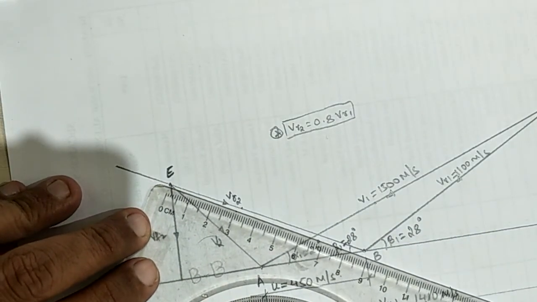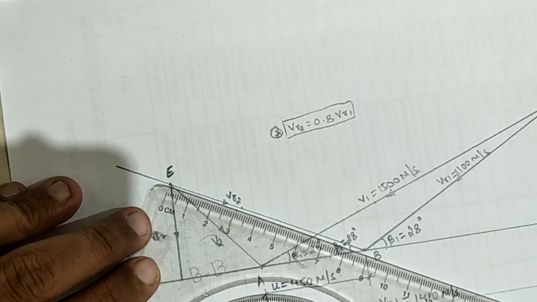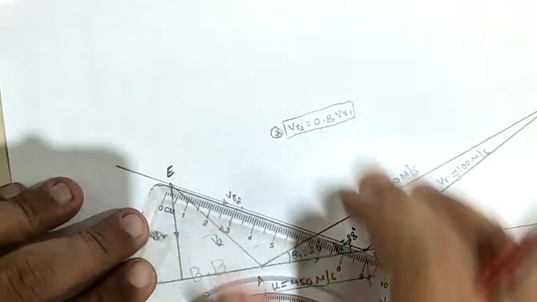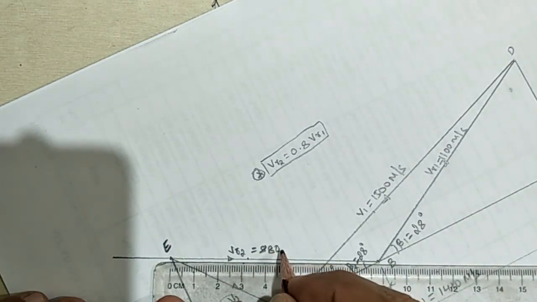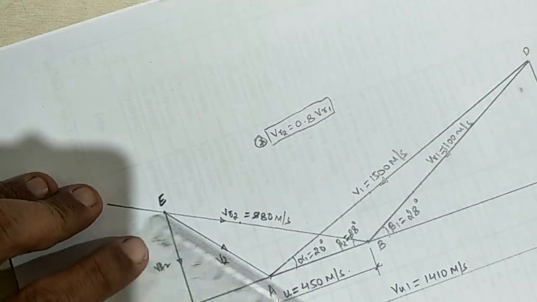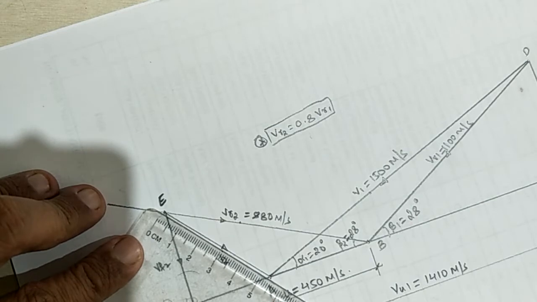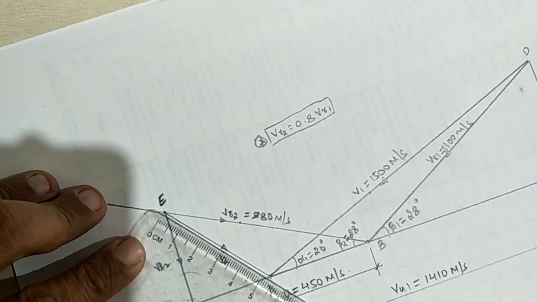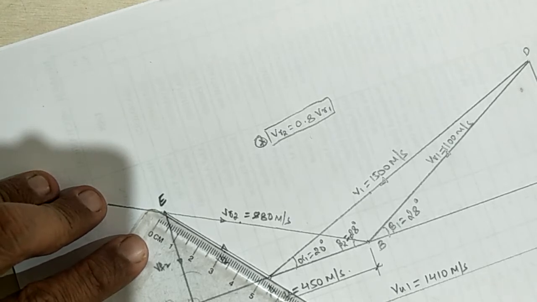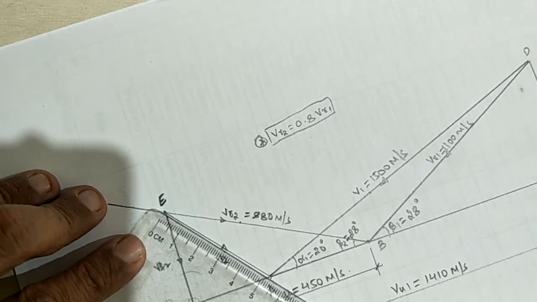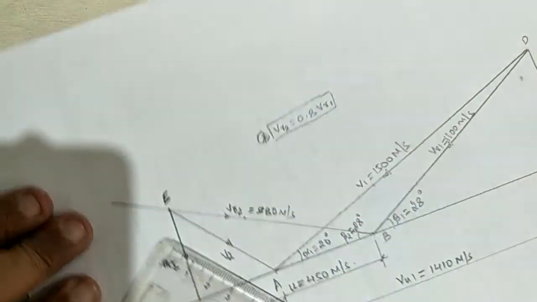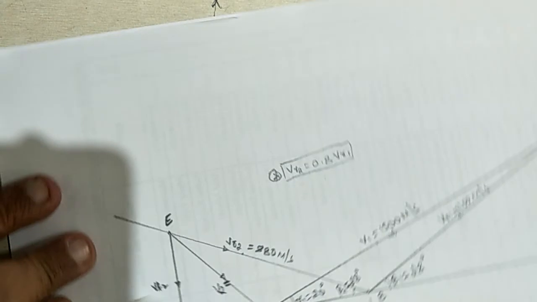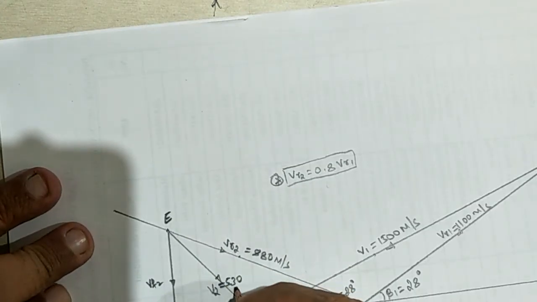If I want to measure VR2, I measure it: it is 8.8 into 100, so VR2 is equal to 880 meters per second. Then what is the value of V2? Measure V2, it is 5.3. So 5.3 into 100, V2 is equal to 530 meters per second.